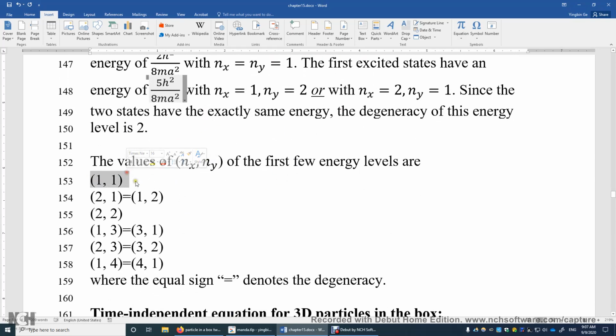The second and third energy levels are degenerate, with a degeneracy of 2. Then nx can be 2, ny can be 2: 2 squared plus 2 squared is 8. Or you can have 1 squared plus 3 squared, that's 10. Then 2 squared plus 3 squared, that's 13. And then 1 squared plus 4 squared, that's 17. So anyway, be sure that you use positive integers only. nx and ny cannot be 0.